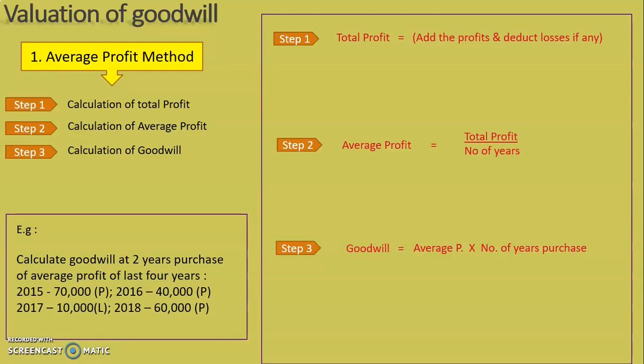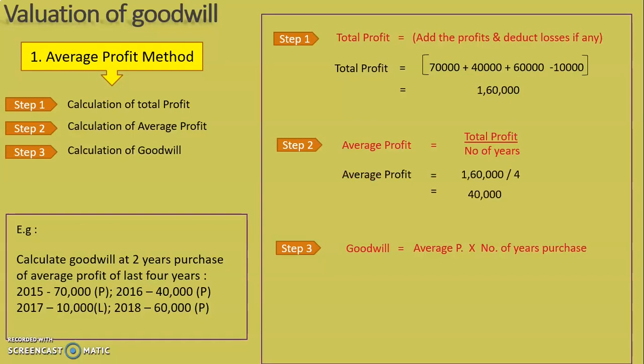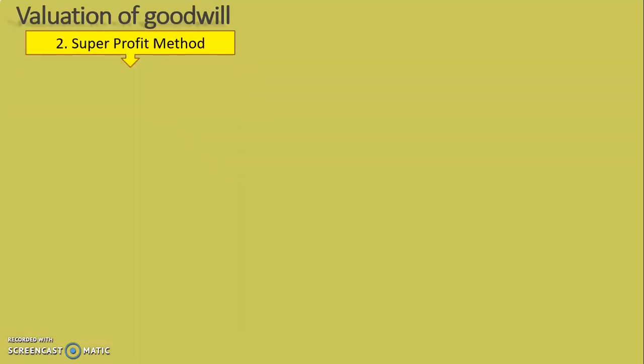So the 4 years' profits are given, wherein there's a loss of 10,000 in one of the years. So your total profit comes to 1,60,000. Then we calculate the average profit, that is 40,000, and then goodwill is equal to 40,000 multiplied by 2 years purchase, that is 80,000.